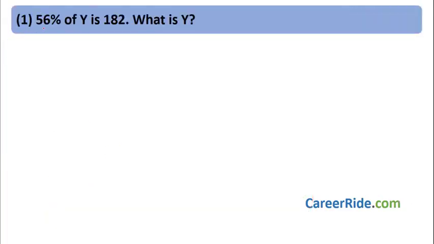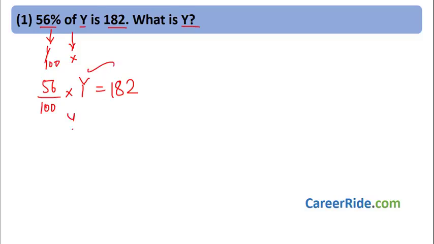Question number 1. 56% of y is 182. What is y? Very easy sum. Let's see. You know percentage means what? Divide by 100. Of means what? Multiplication. So what they are saying? 56 divided by 100 multiplied by y. 56% of y is 182. We want to find the value of y.